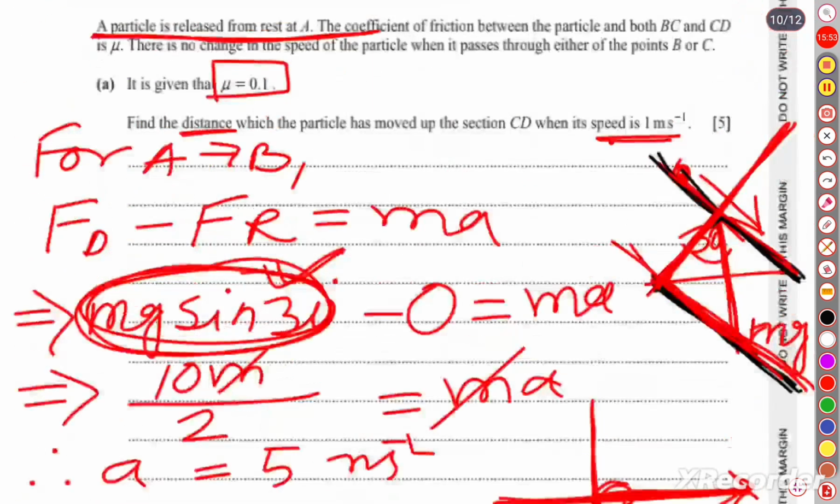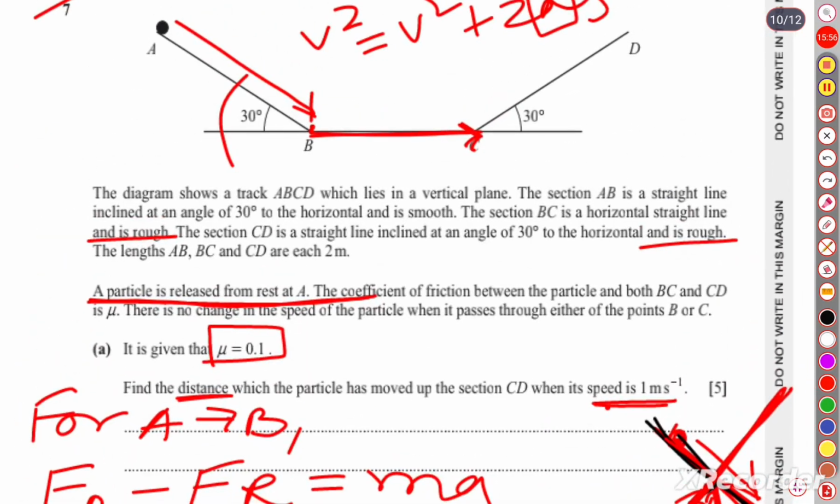We should not be deviated from our concept. We are actually finding acceleration at this point, acceleration at this point, and acceleration above this, because they have told us the particle moved up, and at the final stage the speed was 1 meter per second. So we have got the acceleration at B, acceleration at C. Now it is the turn of finding acceleration at D, or on this surface of CD. We are going to apply the same concept, because we are looking for the same quantity, acceleration. So let's start applying the same concept again.